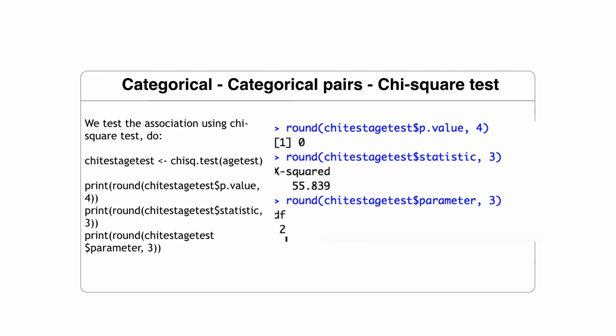And you can see that we can specify the number of decimals that we want. For example, for p-value, we wanted 4 places to the decimal. For the statistic, we wanted 3 places. And you can see that the chi-squared statistic is 55.839, and the p-value is less than 0.001, because even at 4 places to the decimal, it still returned a 0. Okay? So this is how we work as far as this is concerned.